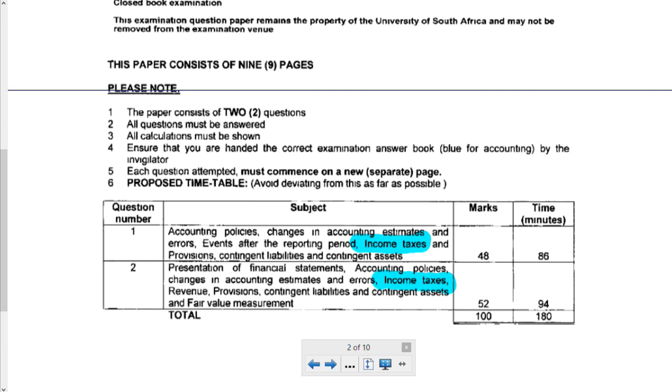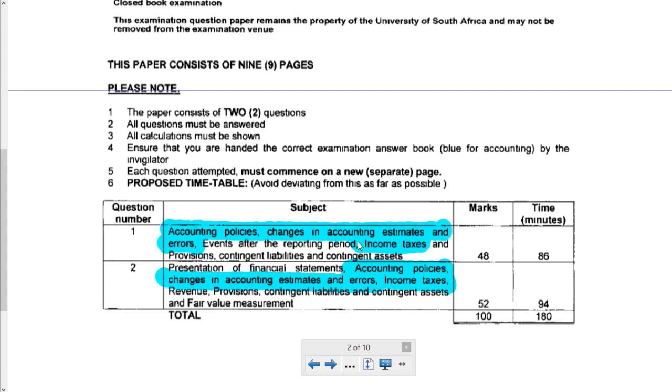And then what you also see is that accounting policies, changes in accounting estimates, and errors also appear in both papers. Accounting policies, changes in accounting estimates, and errors. And typically what will happen is one question might have a change in policy, the other question might have an error with a change in estimate. It will be different things. And then on top of that, then the other sections you'll see coming through in the rest of the questions.